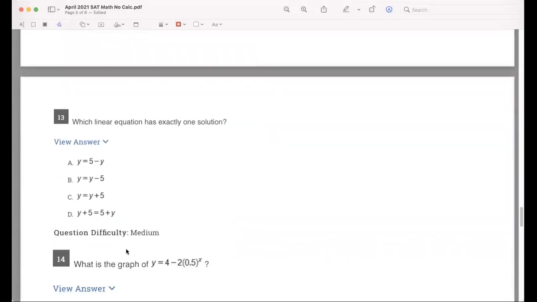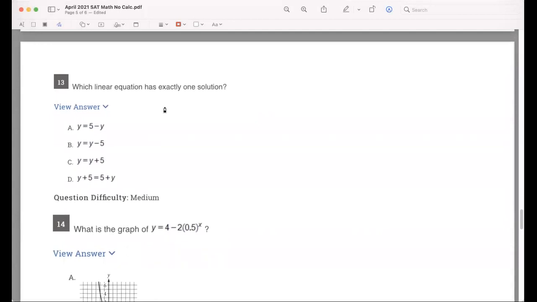Okay. Question 13, which linear equation has exactly one solution? Exactly one solution, right? So here, y is equal to 5 minus y. This obviously, 2y becomes 5. So y becomes 5 by 2. So this should be my answer. This cannot have any solution because the y's cancel and 0 is not equal to negative 5. Similarly, this cannot have any solution. And this is true for all values of y. So this has infinite solutions, right? So the one which has one solution is option A.